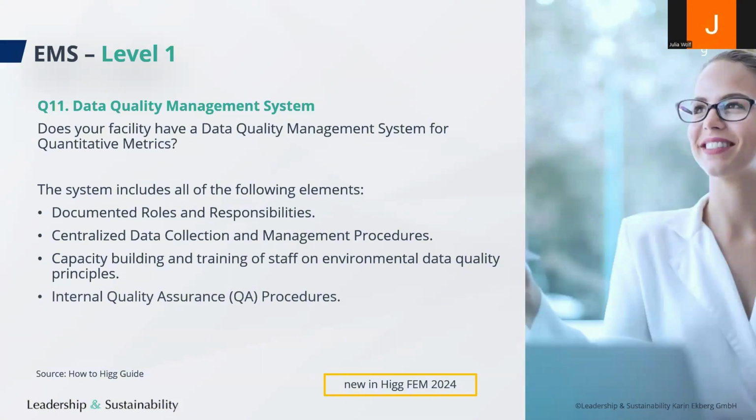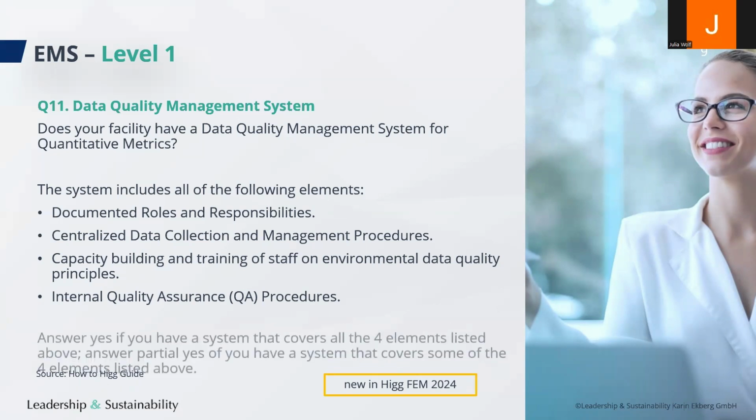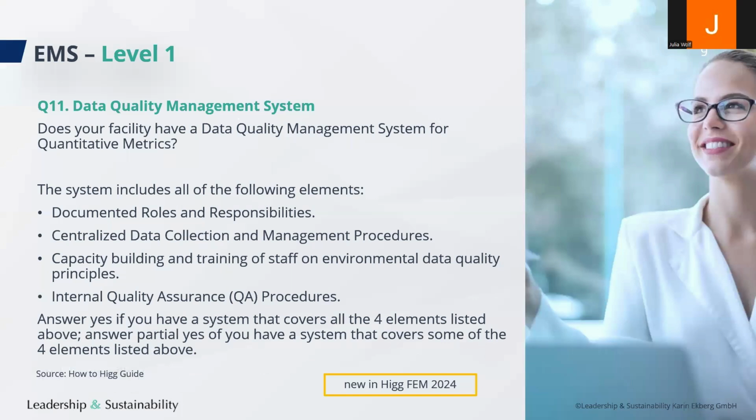So this is about the four-eyes principle, that you have at least one more person looking at the data. And we know that in all factories, we have a lot of people who are really good at numbers, both in production and in administration. You have a lot of people who are very qualified to make assurance of this data. You can answer yes to this question if your system covers all four elements listed above. But if you are missing one or two elements, you can only respond partially yes.